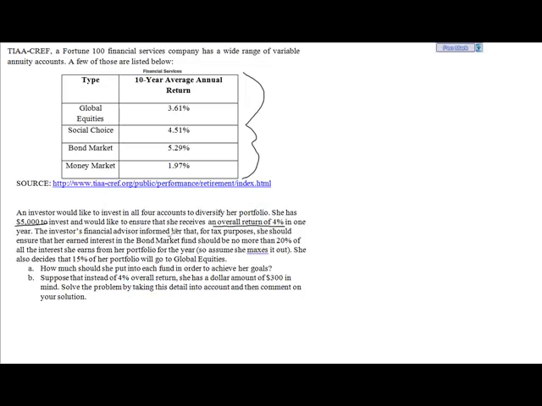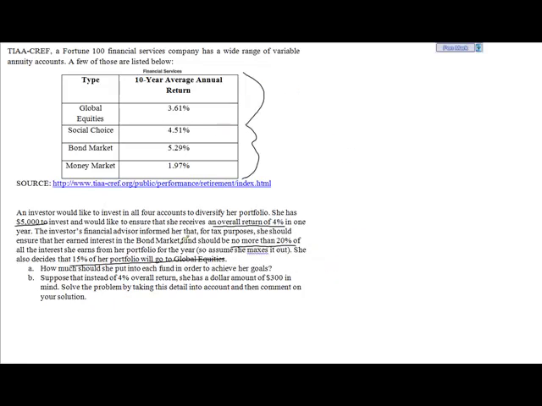The investor's financial advisor informed her that for tax purposes she should ensure that her earned interest in the bond market fund should be no more than 20% of all interest from her portfolio. She also decides that 15% of her portfolio will go to global equities.